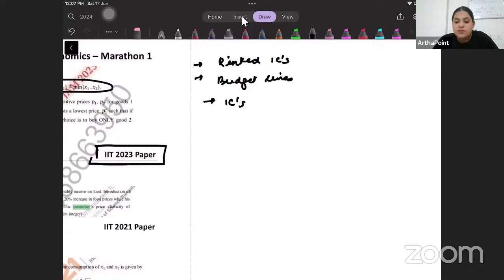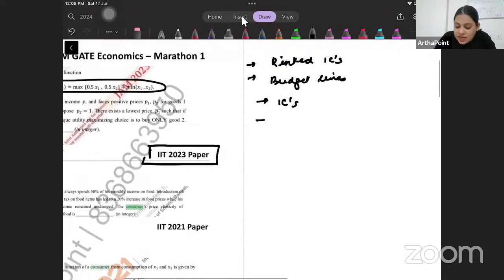There are a few questions I will be showing you. Within IC, we have gone ahead and seen Marshallian demand of different kinds of ICs, right? So we saw Marshallian demand of min function, Marshallian demand of max function, Marshallian demand of substitute goods. So we will see how such questions are also asked in the past year paper and how to solve those questions.